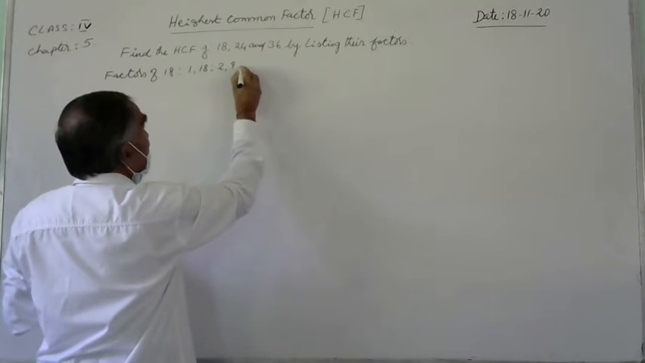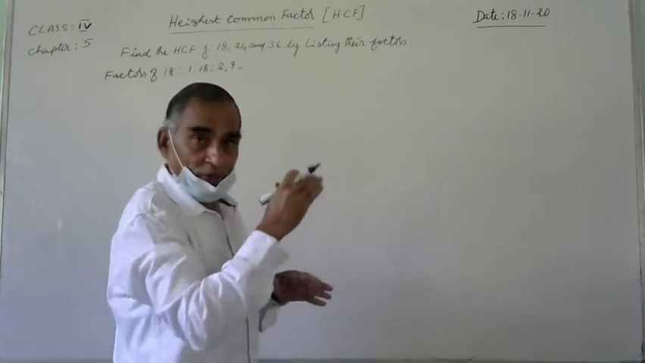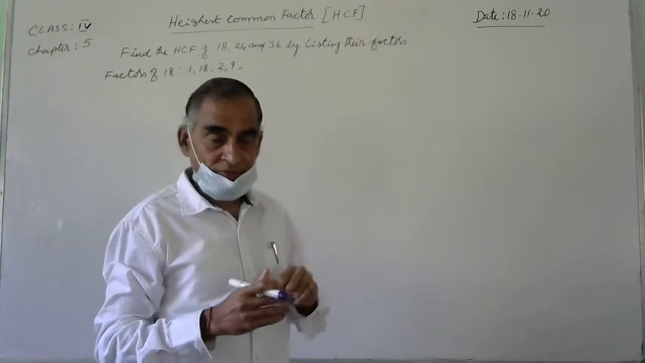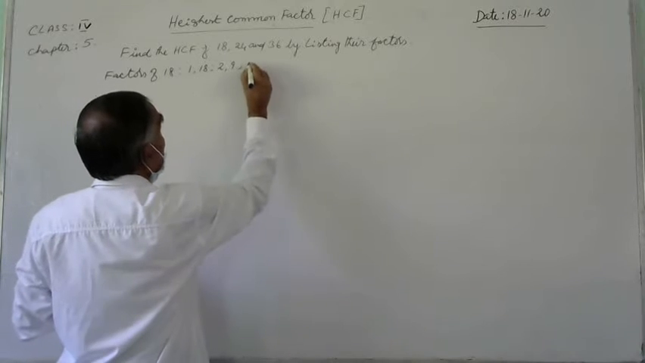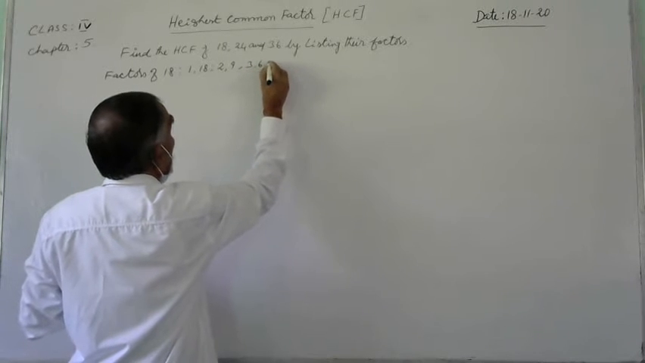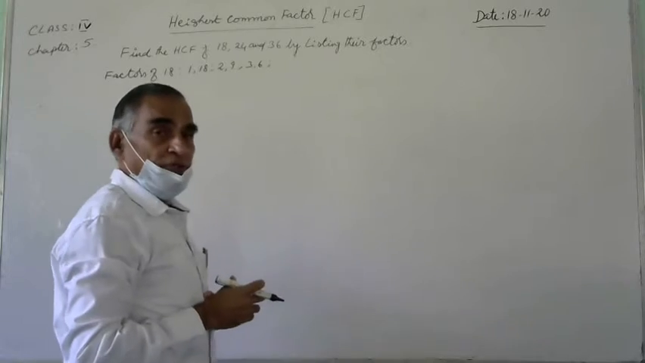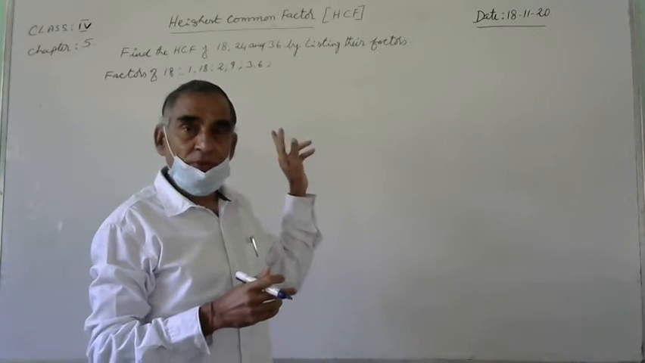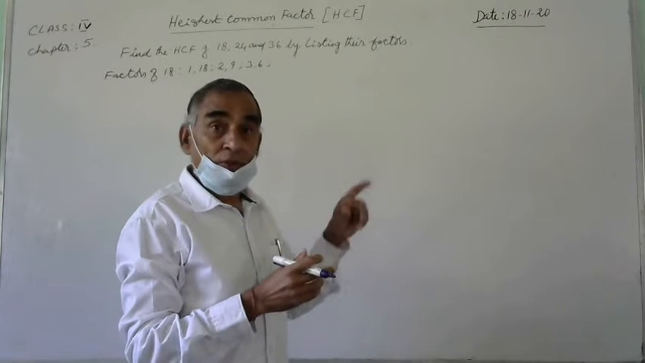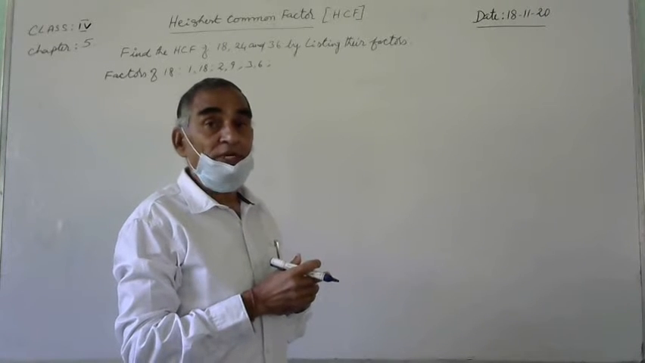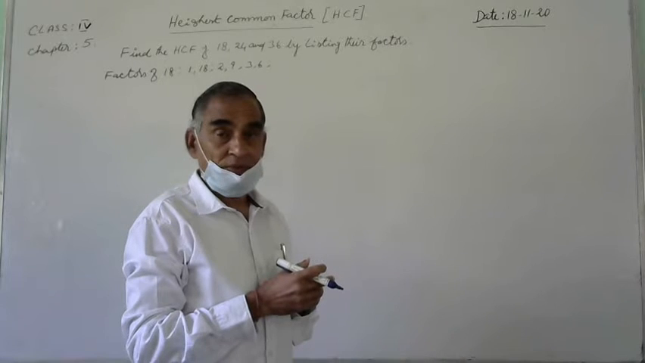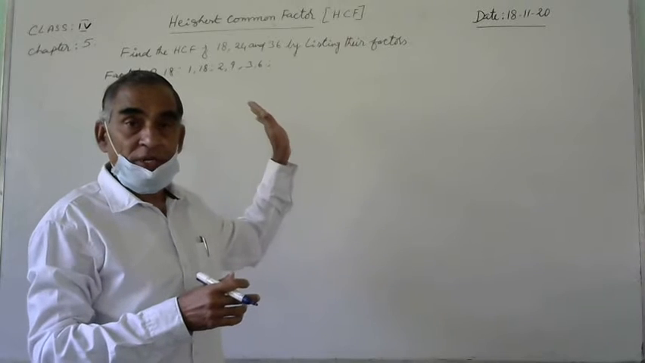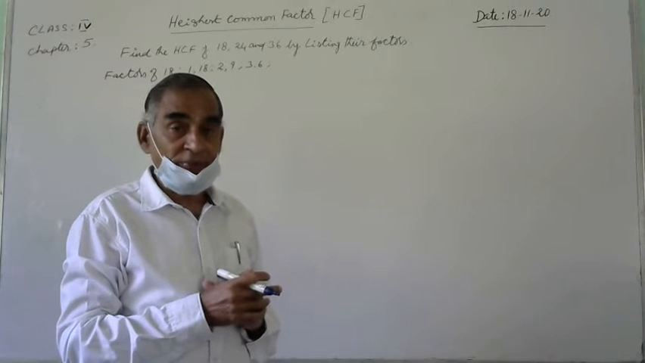Next, 3. Continuously and serially, first you write 1, 2, 3. Are you getting 18 in the 3 table? 3 6s are 18. The next is 4. When you recite the fourth table, do you get 18? No, it means 4 is not a factor of 18. Next, 5. When you recite the 5 table, you are not getting 18, so 5 is not a factor.